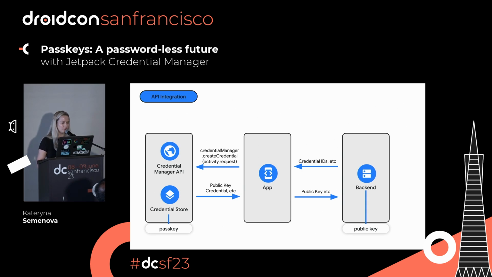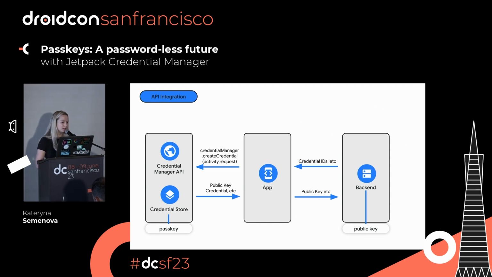Let's look at how the API actually works. So when a user logs into your application, what you need to do is to create a passkey. That's why you use Credential Manager for this. The private key is going to be stored in the credential store on the user device, and the public key is going to be sent to a server.